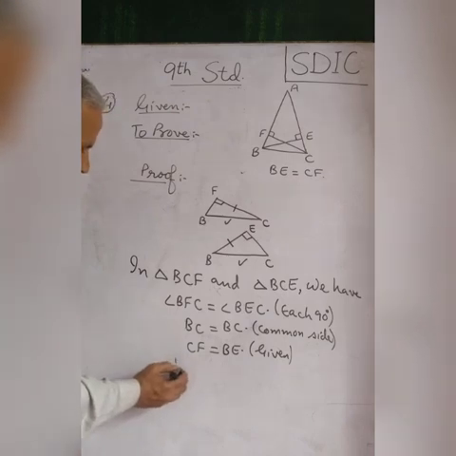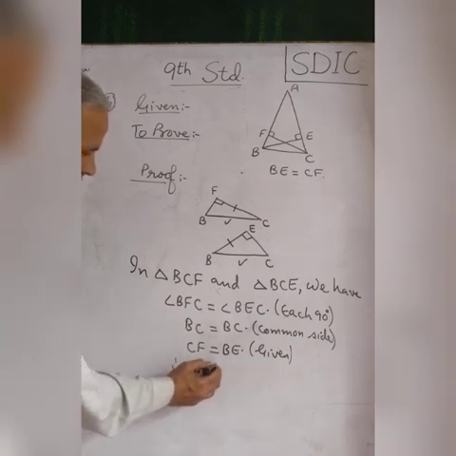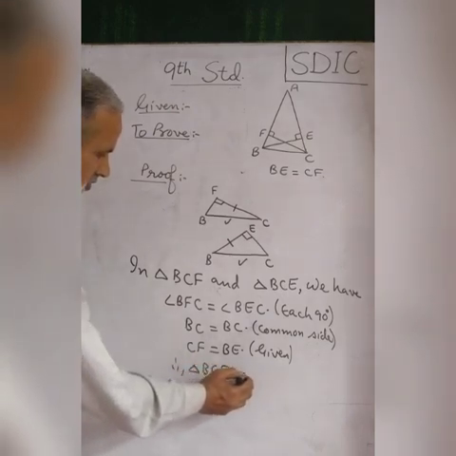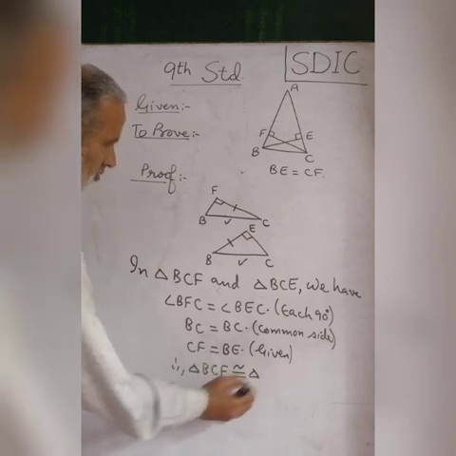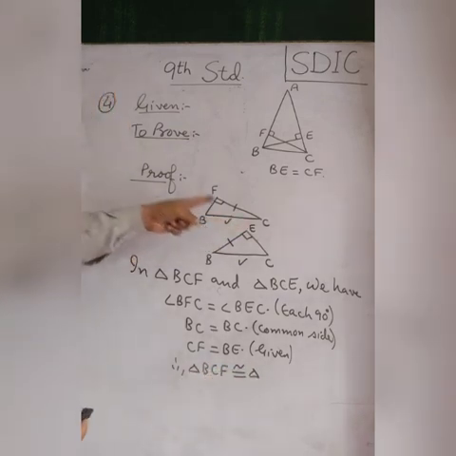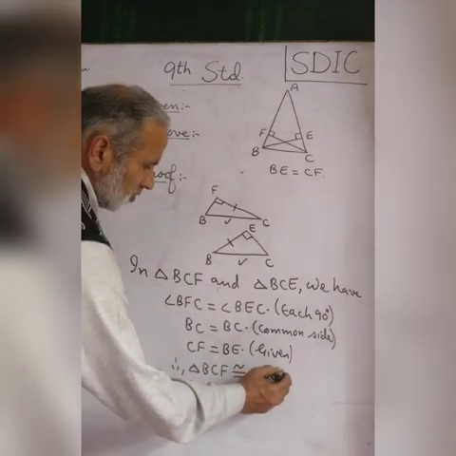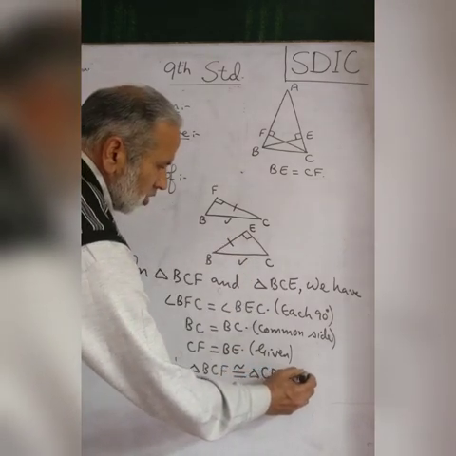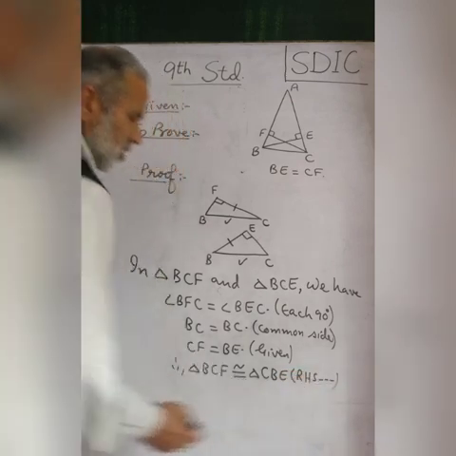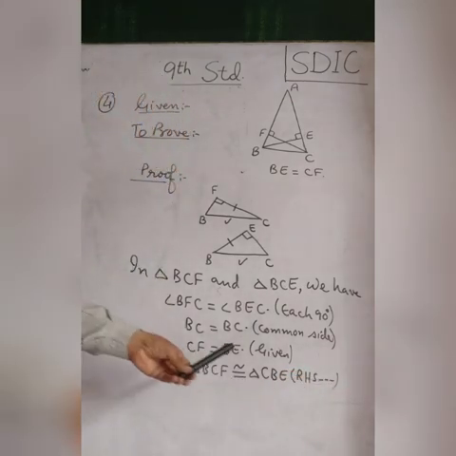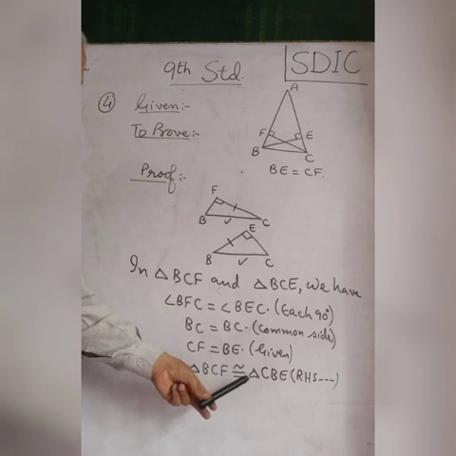Therefore, we'll conclude the two triangles are congruent. Triangle BCF is congruent to triangle CBE, by the RHS Congruence Rule. Now look at this second triangle. I did not name this BCE. Instead, I called it CBE.